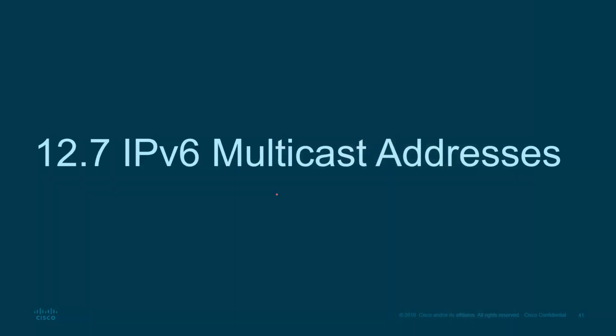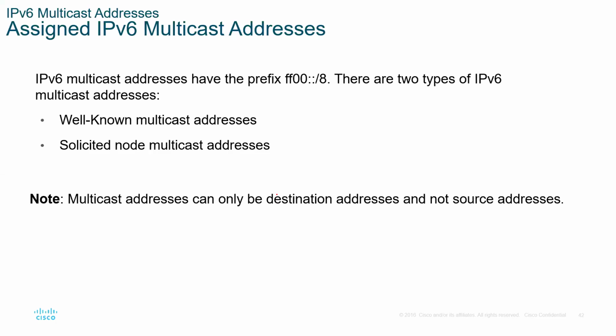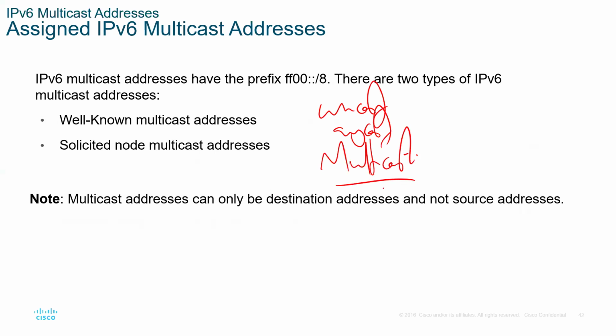All right, multicast addresses. So we mentioned the types of IPv6 addresses that we have. And we said we have unicast, we have anycast, we have no broadcast, but we have multicast, right? For multicast we also have types of addresses. We have well-known multicast addresses, and we have solicited-node multicast addresses.